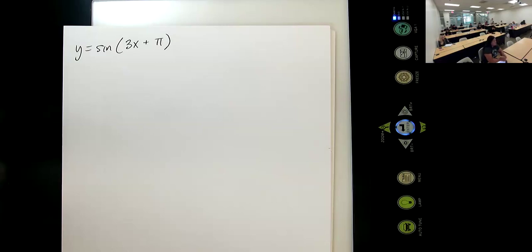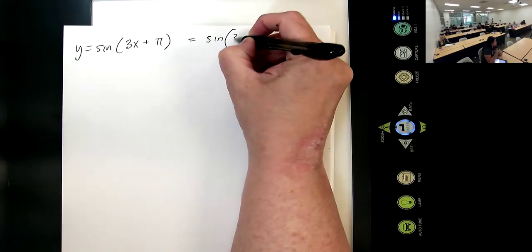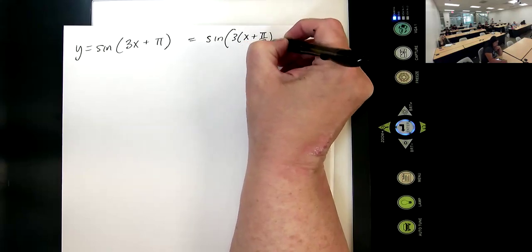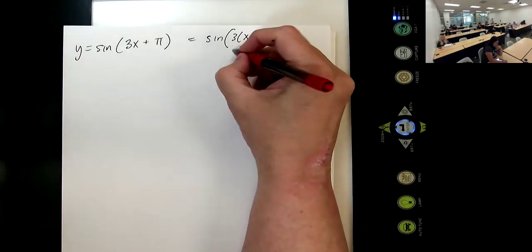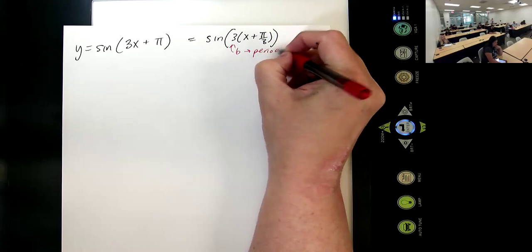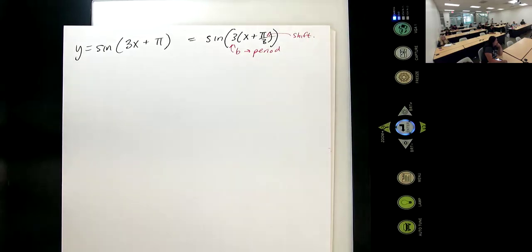There's a couple ways to go about this. We can rewrite this with the 3 factored out on the inside, and have this be x plus pi over 3. This allows us to, this is our b, it affects our period. And this is a shift after we do the period.